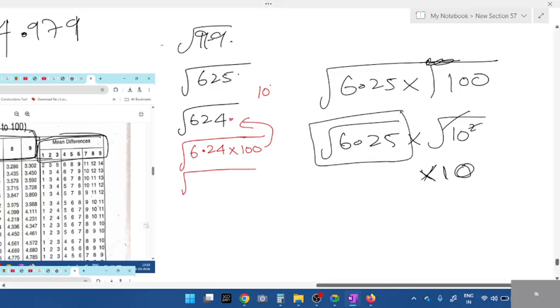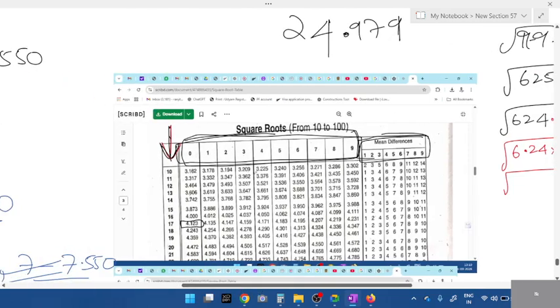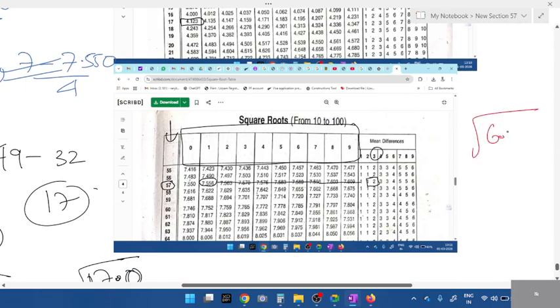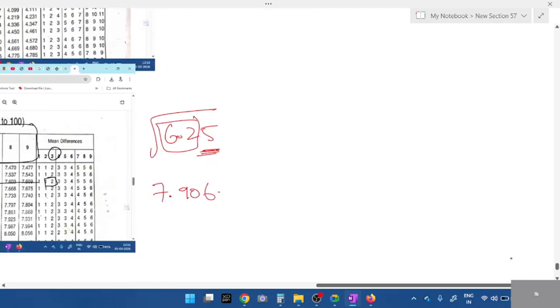For 6.25, first two digits. I told you, ignore the point. Take the first two digits: 62. Root 6.25 is what we have. In the first column, 62 is given. In 62, what is the third one given? 5. I have circled 5 and 62. What is the number I am supposed to take? All of you respond. 7.906. Let me write 7.906.